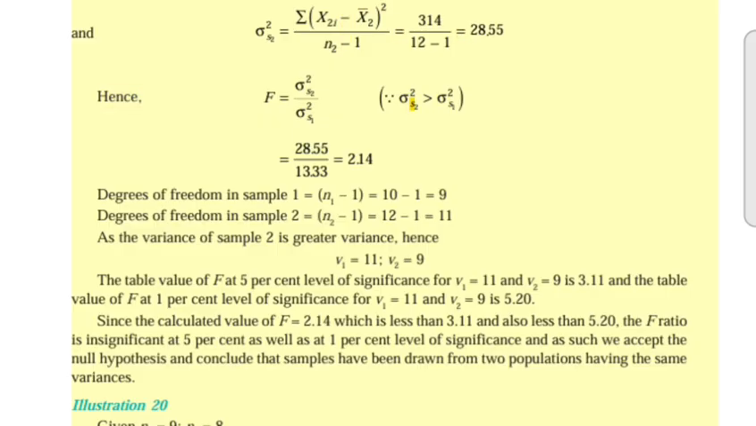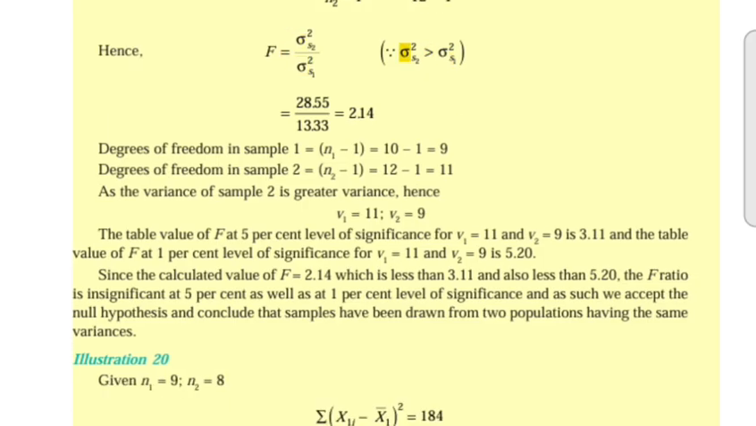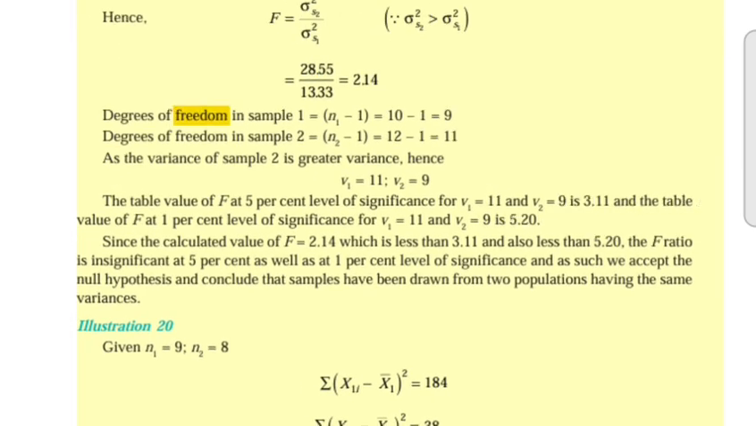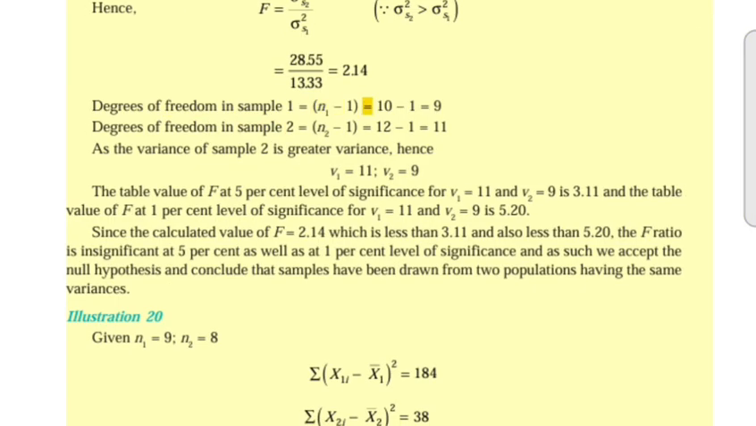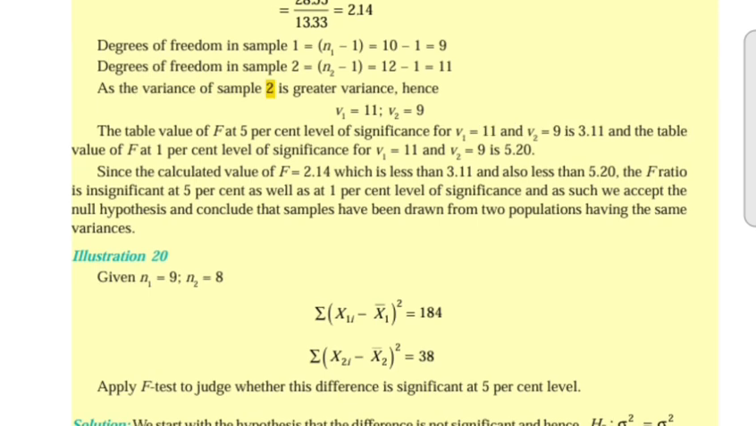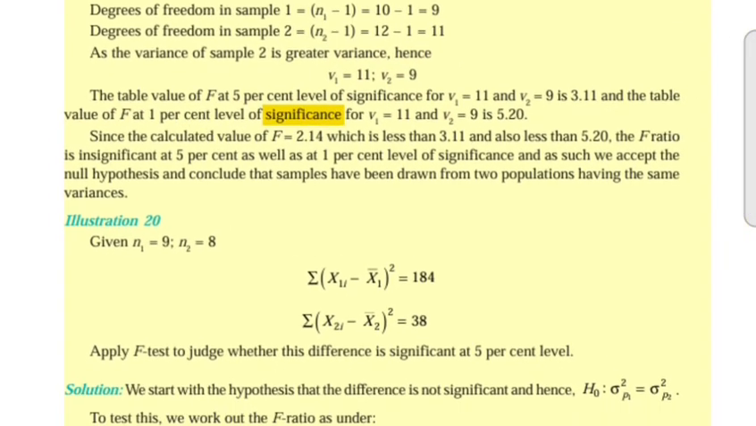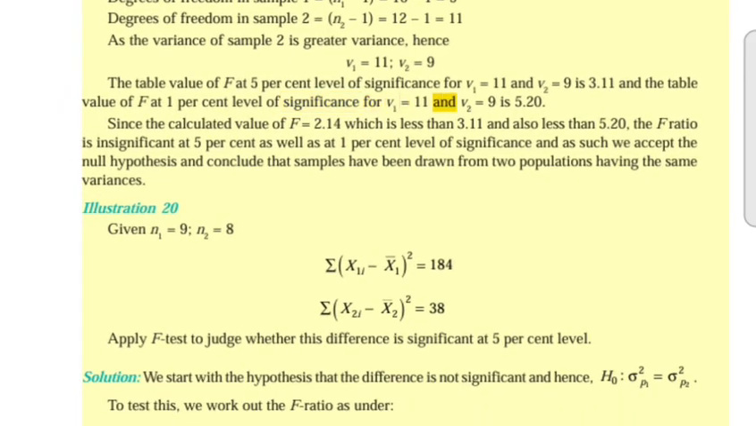Hence, F equals the greater variance over the smaller variance, which equals 2.14. Degrees of freedom in sample 1 equals n1 minus 1 equals 10 minus 1 equals 9. Degrees of freedom in sample 2 equals n2 minus 1 equals 12 minus 1 equals 11. As the variance of sample 2 is greater, v1 equals 11 and v2 equals 9. The table value of F at 5% level of significance for v1 equals 11 and v2 equals 9 is 3.11, and the table value of F at 1% level of significance for v1 equals 11 and v2 equals 9 is 5.20.